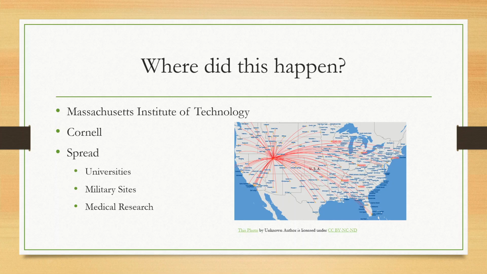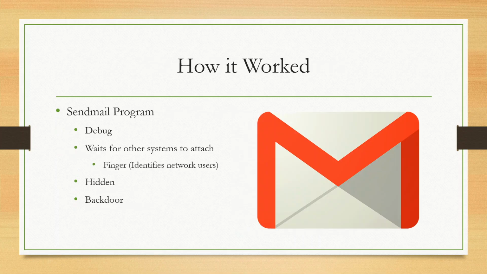So it ended up spreading to universities, military sites, medical research laboratories, stuff like that. That's basically what the internet was back then, where it was basically just used for universities, military sites, and research. So there was a lot. Even under that list, there was NASA and a lot of other stuff, like anything military, basically.